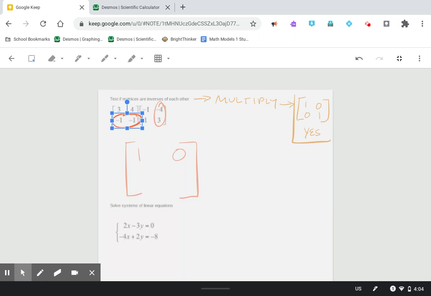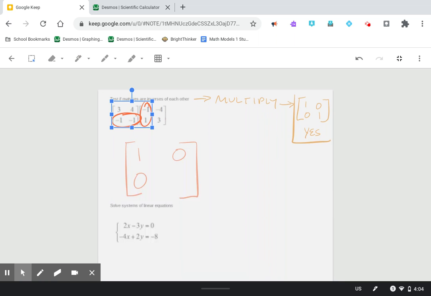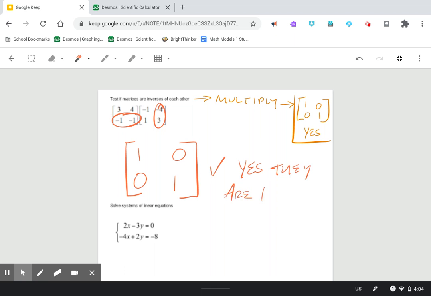I'm going to move this guy down. Move this guy across again. -1 times -1 is 1. -1 times 1 is -1, so they add to make 0. You can probably see where this is going. So I'm going to move this guy over. -1 times -4 is 4. -1 times 3 is -3. That makes 1. And so we say, yes, they are inverses because we got the answer we were looking for, which is what we call the identity matrix.